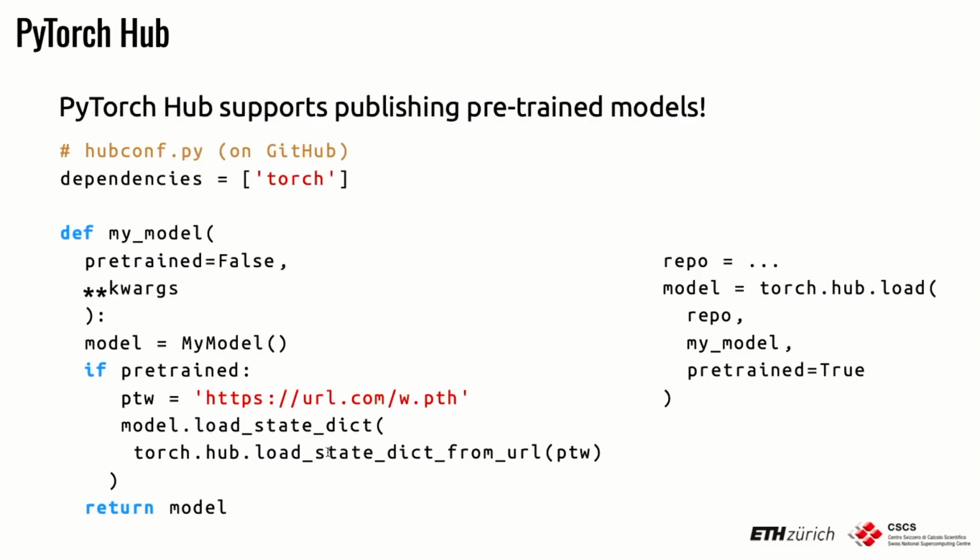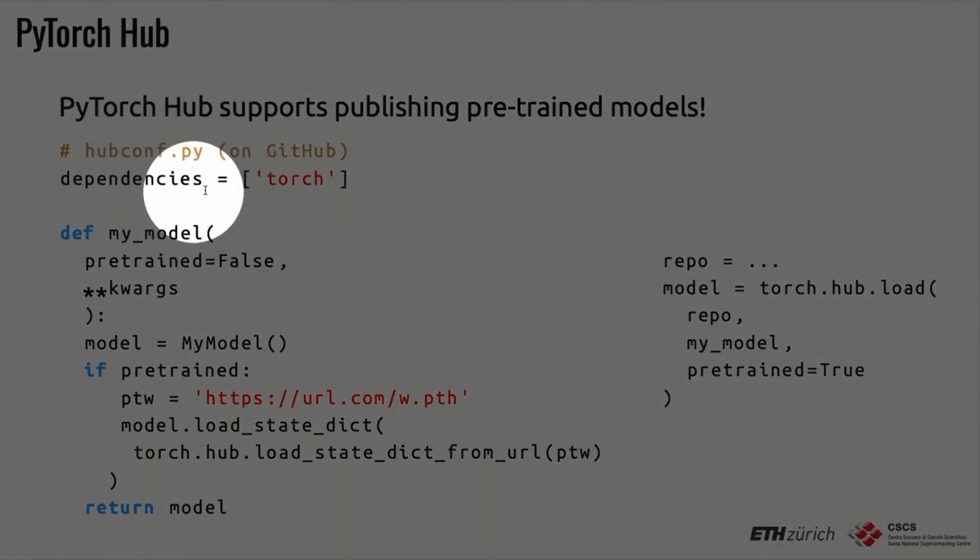PyTorch comes with what is called PyTorch Hub, and it is an easy way to support publishing models and pre-trained weights, so that you can build your model, put the pre-trained weights somewhere, and then make them really easily accessible for other people to use. And what you just need to do is to put this hubconf.py file on GitHub.